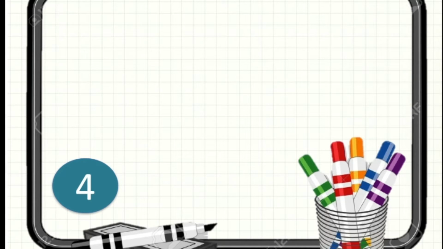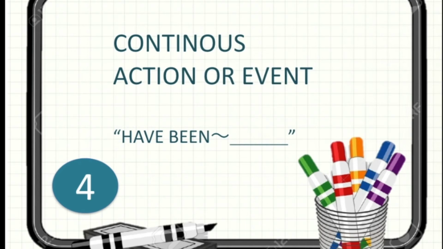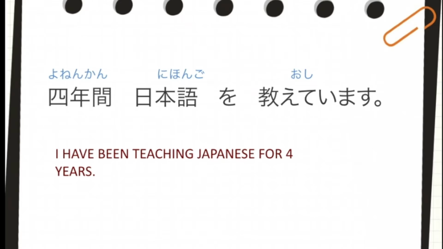And for the fourth use, it is used to state continuous action or event. It is the same as have been doing in English. For example, yonenkan nihongo o oshiete imasu. I have been teaching Japanese for 4 years. It means that I have been doing the same action in a span of time, which is teaching Japanese for 4 years.